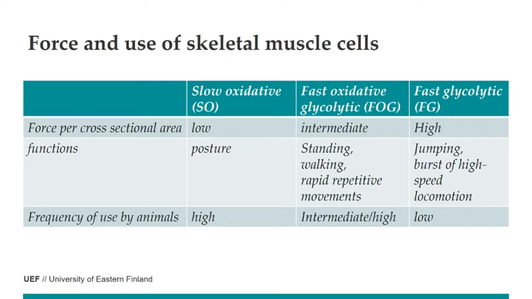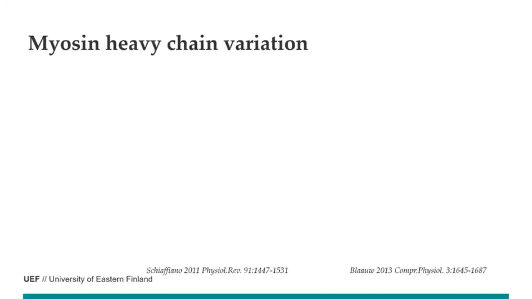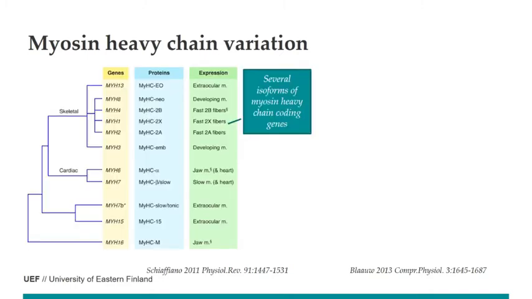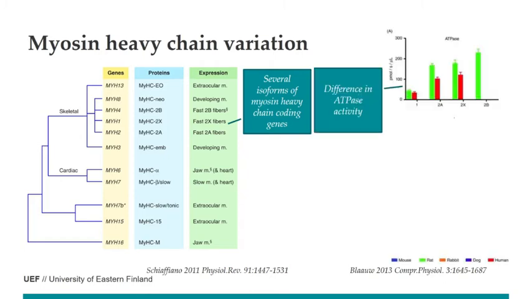Okay, so there are several differences between different types of cells, but what is the basis of that? One thing is that there's a difference in the ATP consumption in the myosin. In the mammalian body we have several different genes coding myosin, so we have several different isoforms of myosin. For example, there are different isoforms in type 2A, type 2X, and type 2B muscle cells. And these isoforms have different ATPase activity.